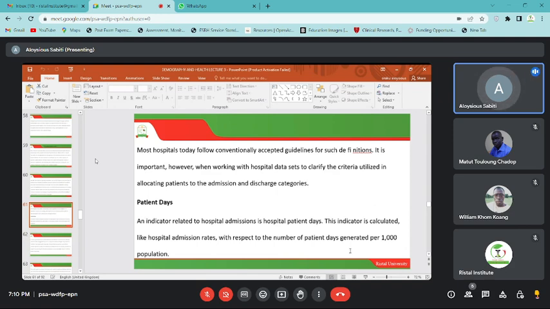So another indicator formally that we want to use to understand population health behavior is what we call patient days, an indicator related to hospital admissions, of course. This indicator is calculated like hospital admission rates with respect to the number of patient days generated per thousand population.